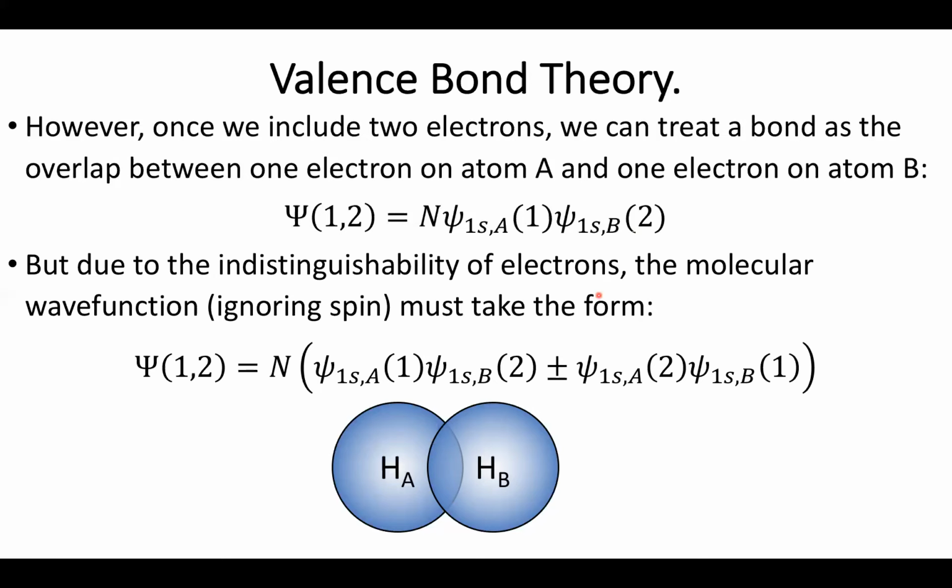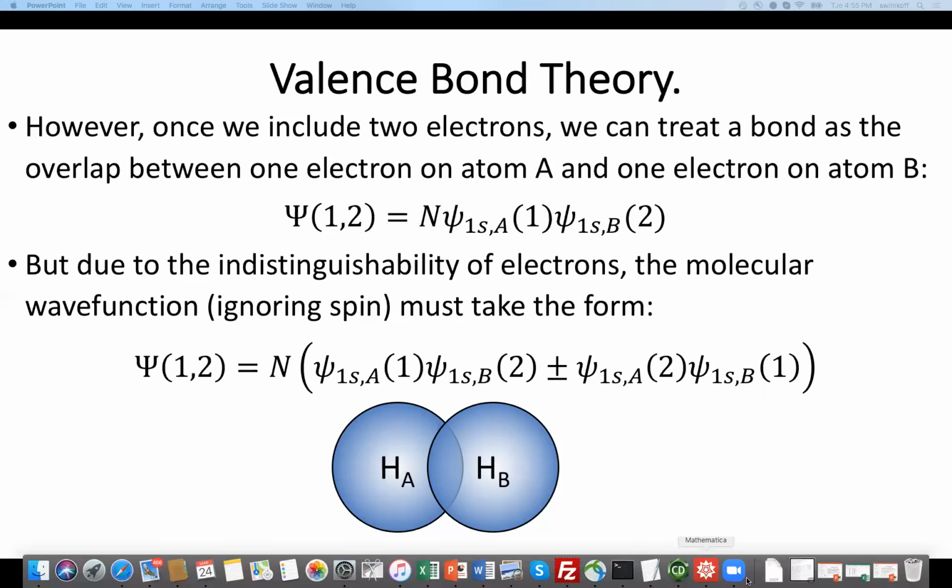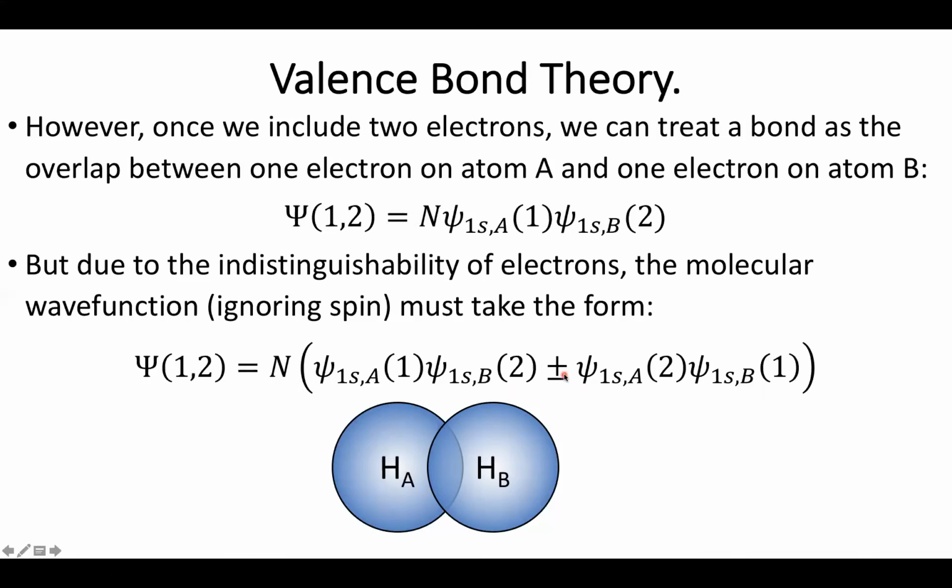So in order to deal with indistinguishability, and still ignoring spin, I have to go ahead and look at the combinations of having each electron on each orbital. We can then possibly combine these in a symmetric or in an asymmetric fashion, with the symmetric function being portrayed by adding the two functions together, and the asymmetric referencing when I take the difference of the two wave functions.